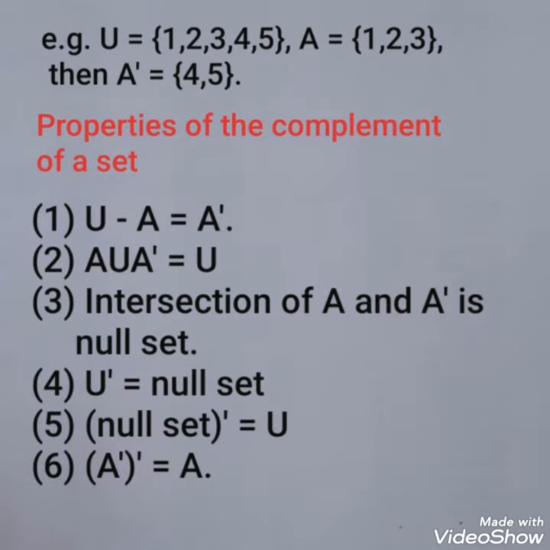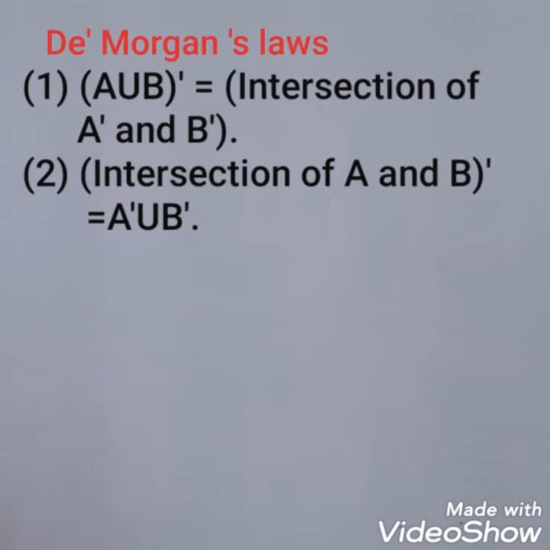Complement of the universal set is the null set. From the above we see that U dash has no element, so we say that U dash equals the null set. Now we take the complement of the null set. The null set does not contain any element, so its complement contains all the elements present in the universal set. So the complement of the null set is U. And if we take the complement of A dash, then it contains the elements 1, 2, 3 and they are present in A. So A dash whole dash is A.